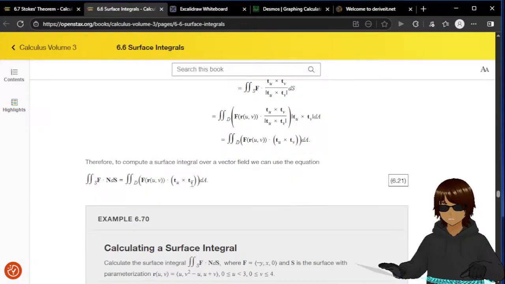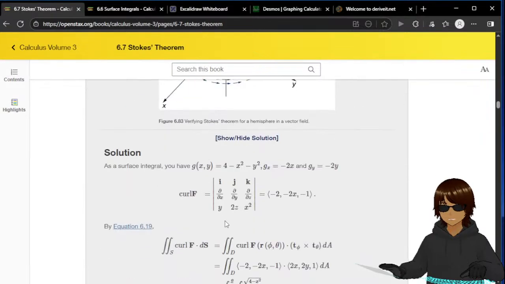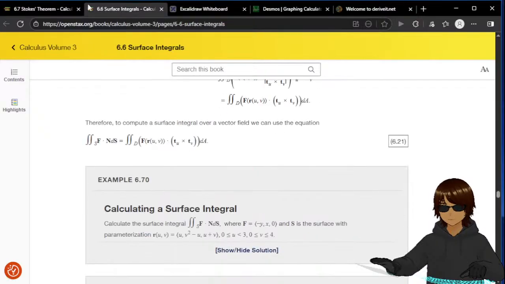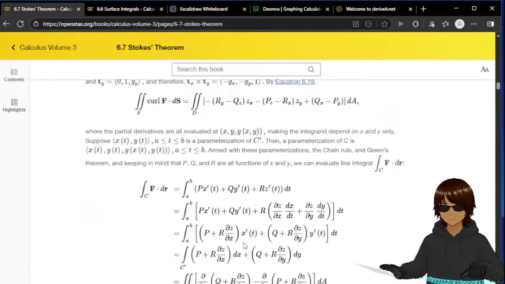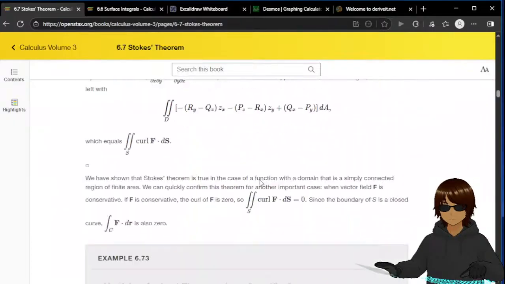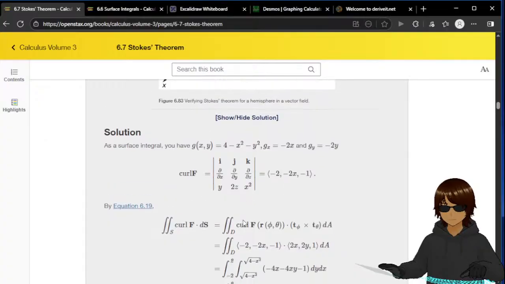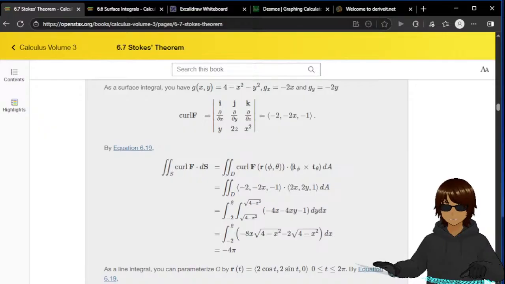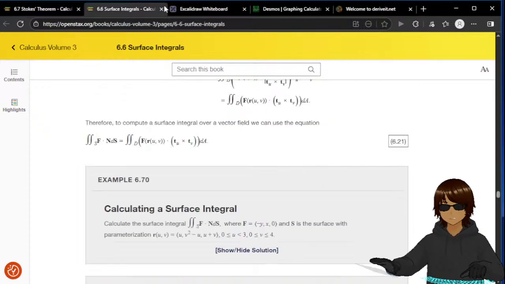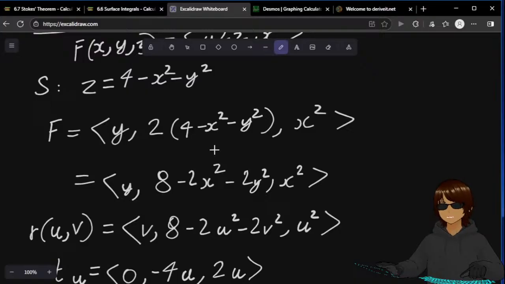It's this part, right? This dot this. Curl f dot this. But hold on. Curl f.